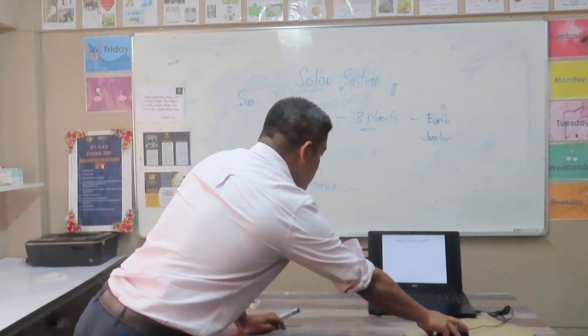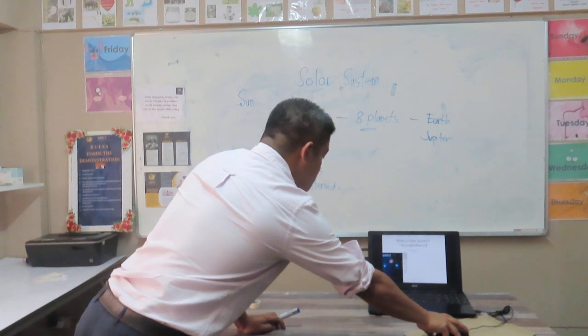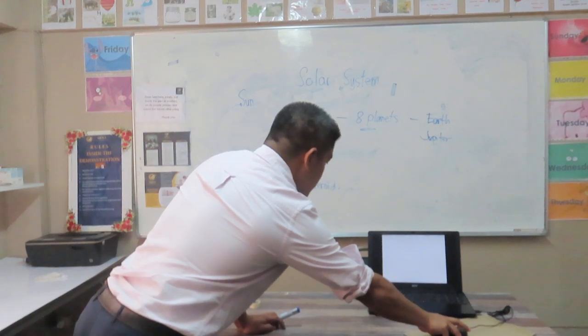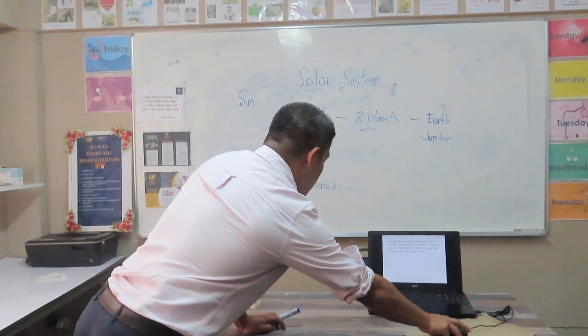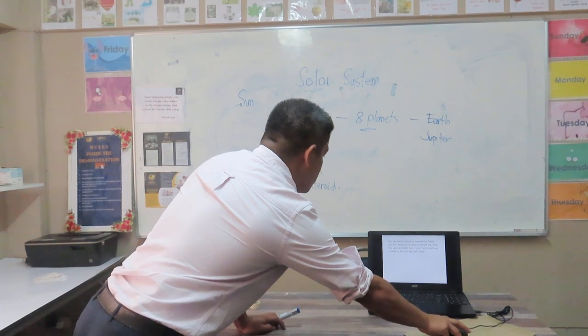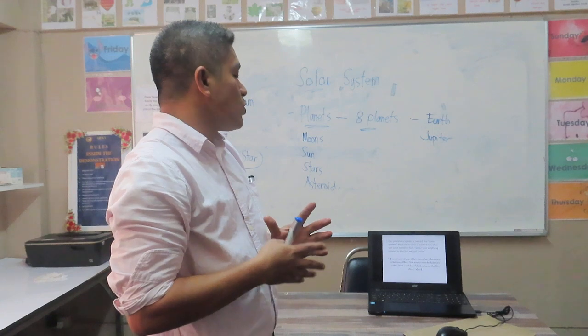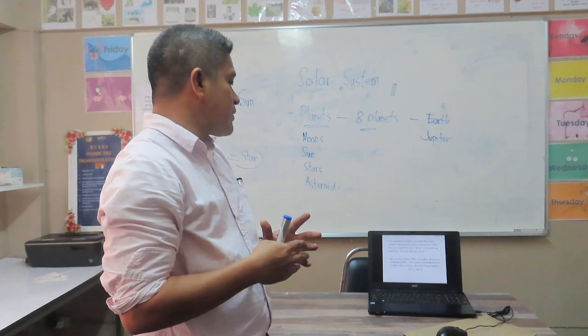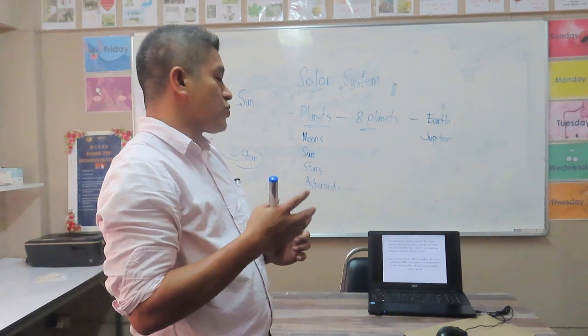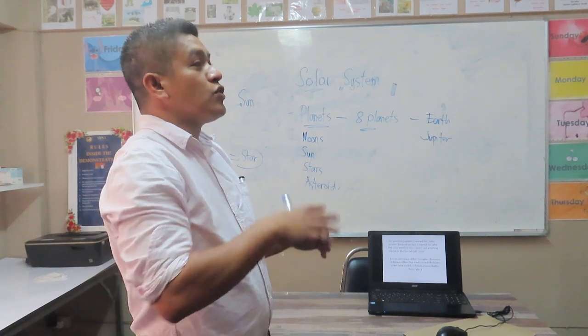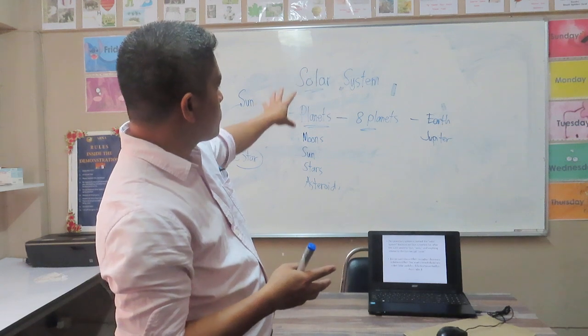Now, what is the solar system? Our planetary system is named the solar system because our sun is named Sol, from the Latin word for sun, Sol. Anything related to the sun we call solar. So that is part of the solar system.